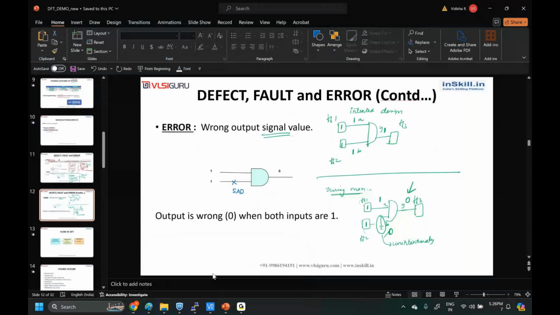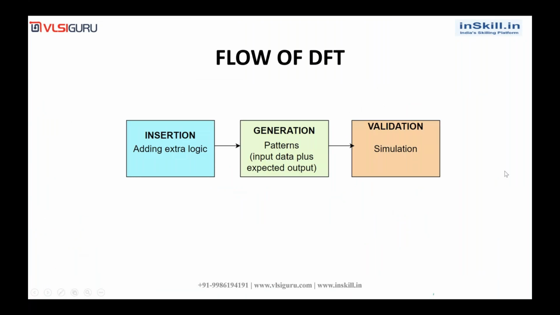Okay. So next we will start with the flow of DFT. The flow of DFT starts with insertion, which is the addition of extra logic. We will be adding some additional logic into our design, like scan insertion, EDT insertion, and then MBIST insertion. Addition of extra logic is what is called insertion.